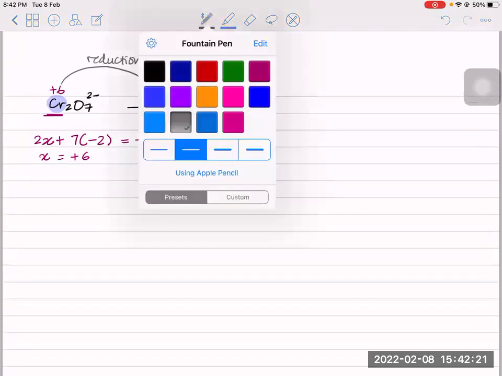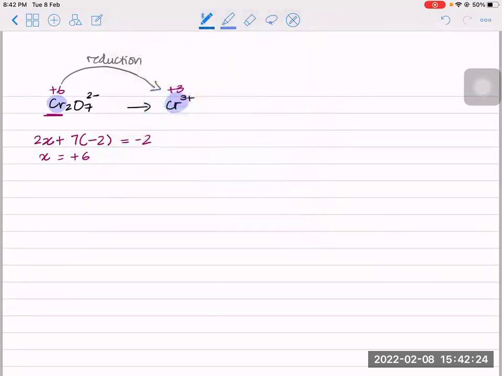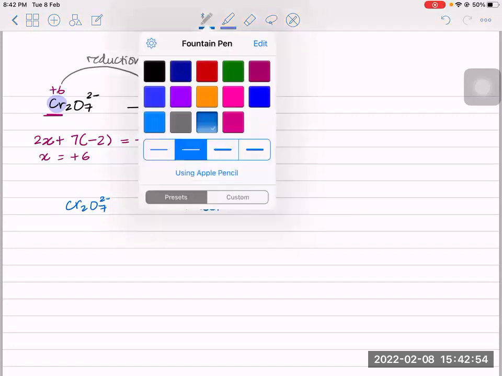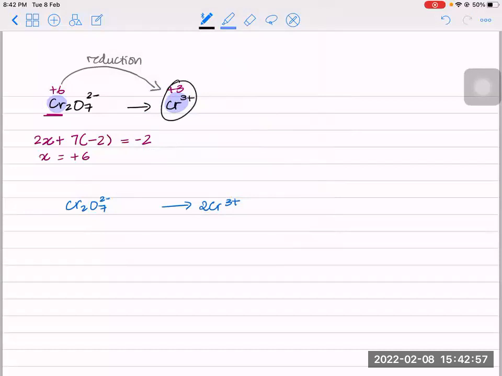Now, reduction is the gain of electrons. So the first thing we will do is write down our equation by finding the charges. We've calculated the oxidation states on each side. Now we will balance the element that is changing oxidation state. So we have this becoming Cr3 plus. Now you have two Crs here, so you will put a 2 here. The first thing we do is balance them, then we sort out the electrons. Now we know this is going from plus 6 to plus 3, so there's a decrease by 3.